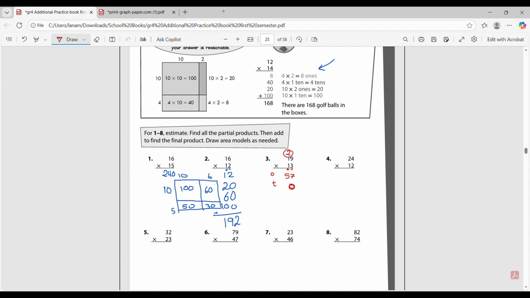I already put the 0. Now we have 1 times 9 is 9. 1 times 1 is 1. Now we add 7 plus 0 is 7. 5 plus 9 is 14. I will carry the number. Now 1 plus 1 is 2.